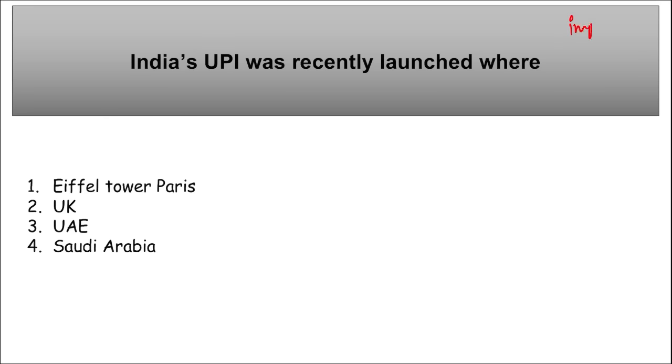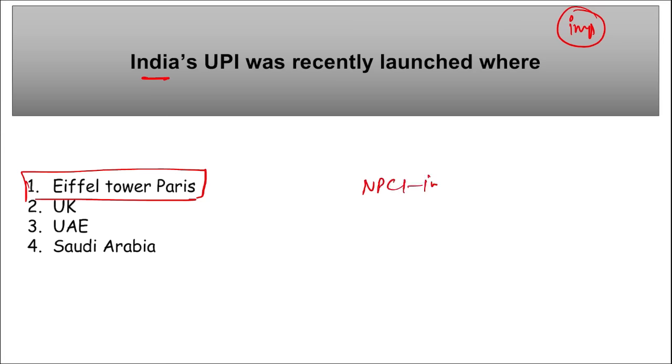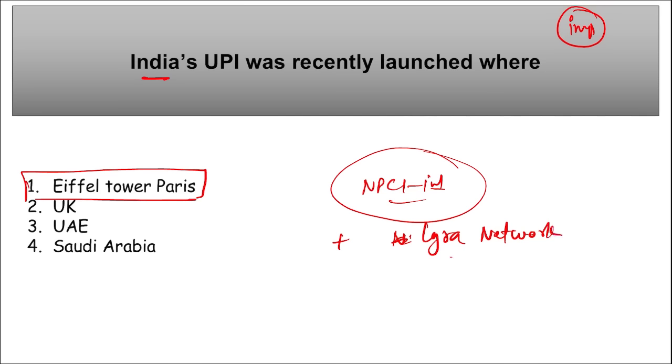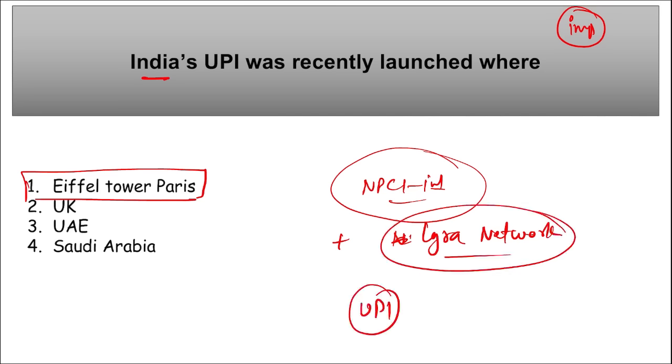Next, take a note of this, and I have been talking about this for a long time. There was news around 3-4 months back that India's UPI will now be used at the Eiffel Tower in Paris, and now it has been made official. UPI was formally launched at the Eiffel Tower in Paris, and NPCI tied up with the Paris government. Remember, they partnered with Lyra Network so that people can use UPI on the Eiffel Tower to make payments there.